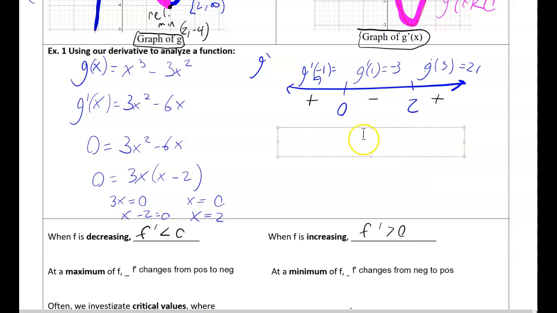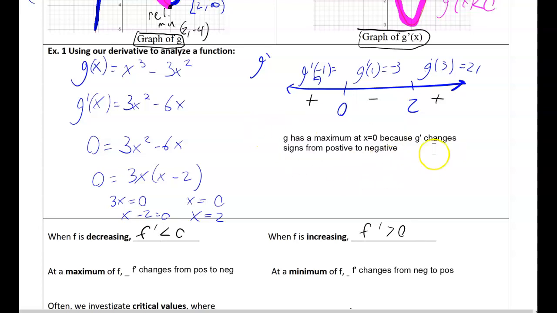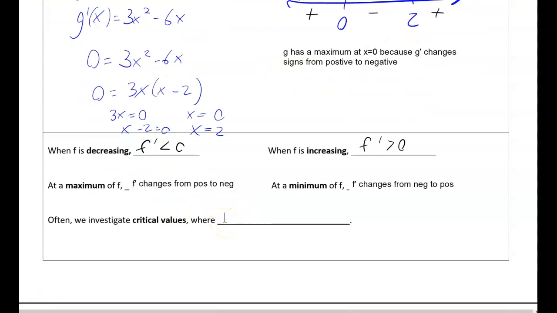There's lots of questions we could answer. Here, we might say g has a maximum at x equals 0 because g prime changes signs from positive to negative. This, by the way, is the justification you'd be expected to write on the AP exam. Alrighty. Critical values, by the way, I said it was going to be important where the derivative is equal to 0. So those are critical values of the function.